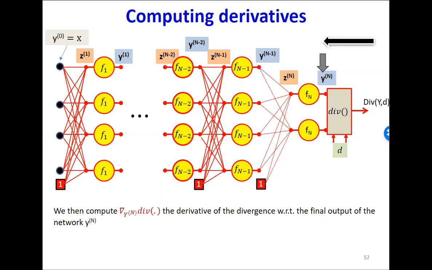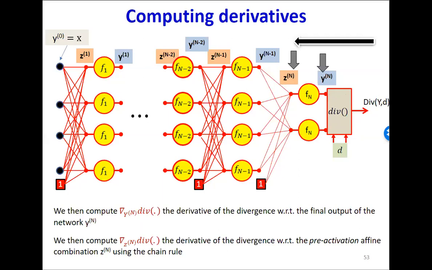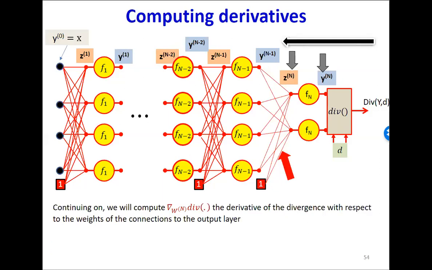Once you compute the derivatives of the divergence with respect to each of the outputs of the network, we can then take a step back and use this to compute the derivative with respect to the affine values going into the neurons in the final layer. And then you can take another step back and use these derivatives to compute the derivatives for the weights of the final layer neurons. The derivatives of the divergence with respect to the weights of the final layer neurons.